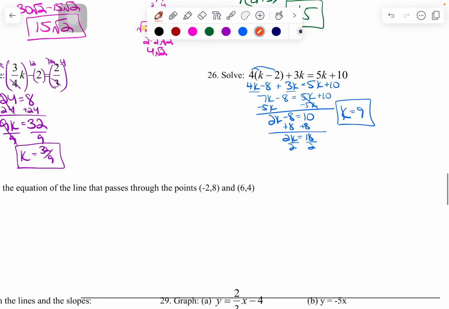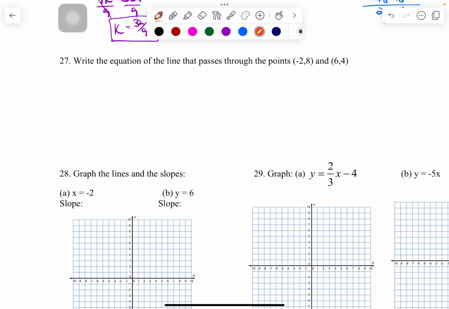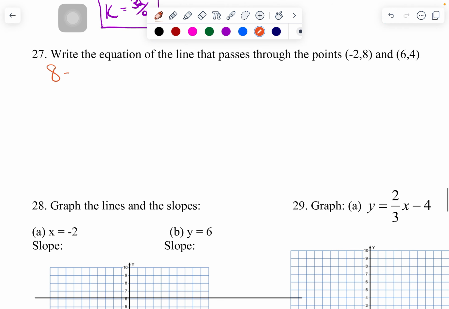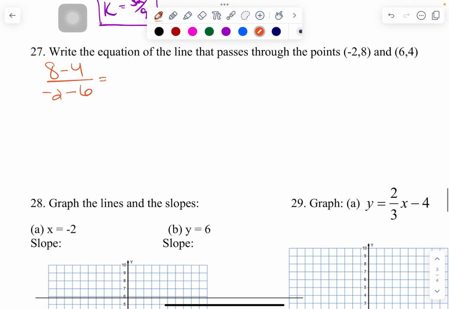All right. Let's see. Problem number 27, right? Find the equation of the line that passes through those points. So the first thing I've got to do is find my slope. So let's see, y minus y over x minus x. Because I started with the 8 here first for y, I have to start with -2 first for x.